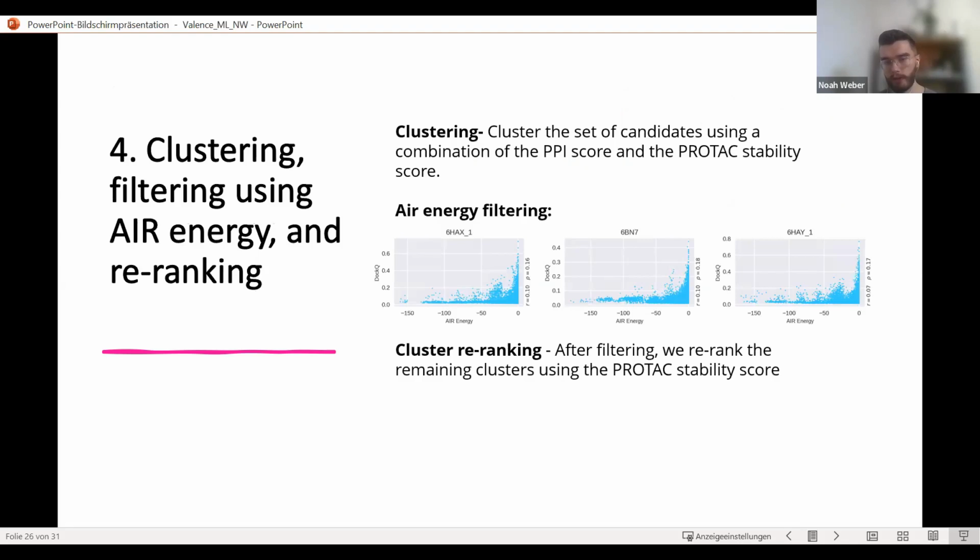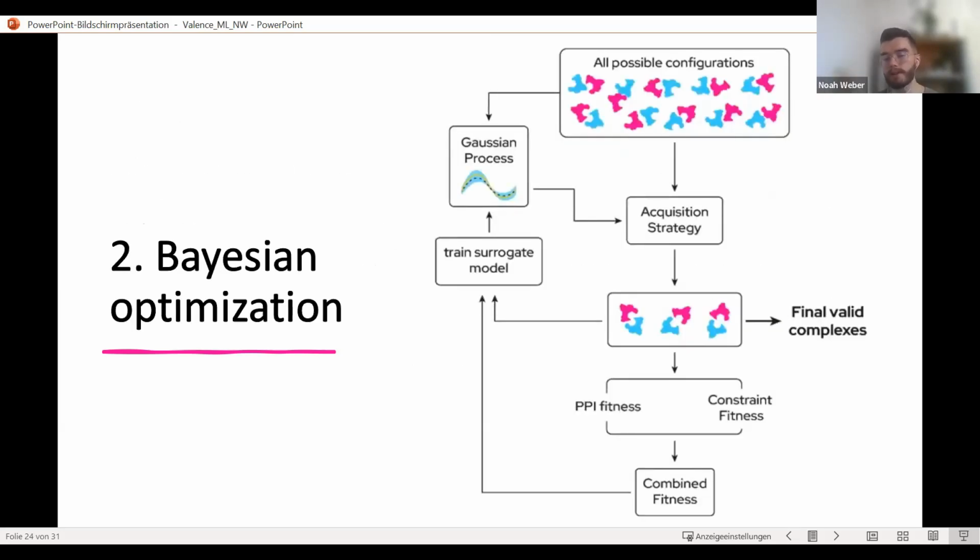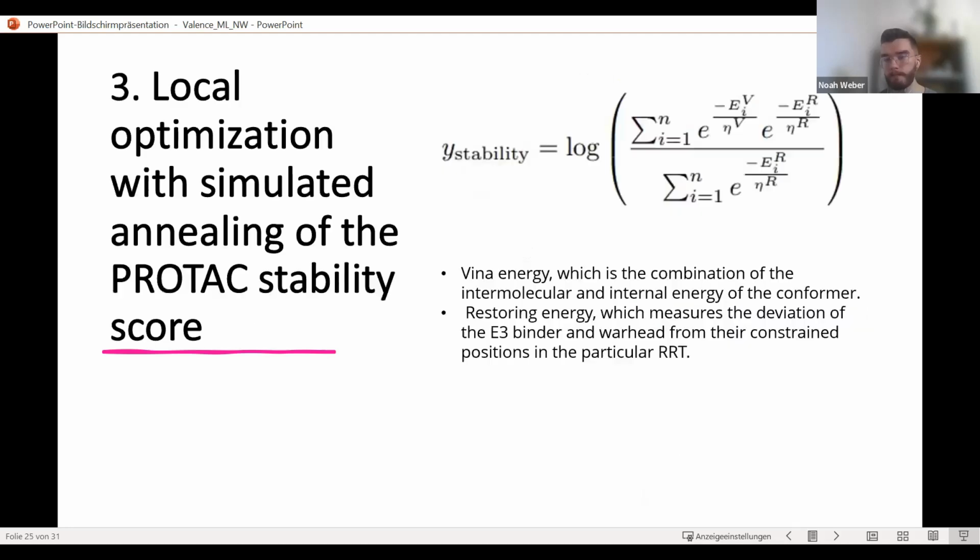Clustering, AIR energy filtering, and cluster re-ranking. Clustering is essentially exactly that. We take different sets of RRTs, which, again, I have to reiterate, I might not have mentioned, the RRTs are the relative rotations and translations. So it's this 7-dimensional space of conformations, right? You fixate the protein of interest, and then you rotate the other part, with relative rotations and translations, and you find these different conformations or poses, and you try to navigate exactly this 7-dimensional space of the RRTs.